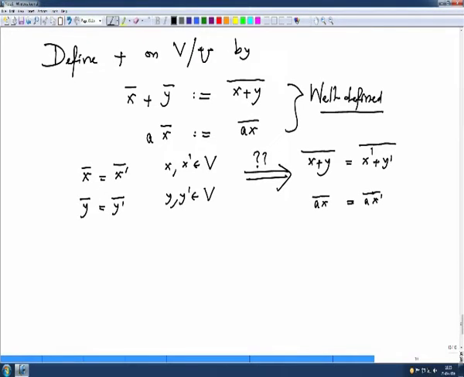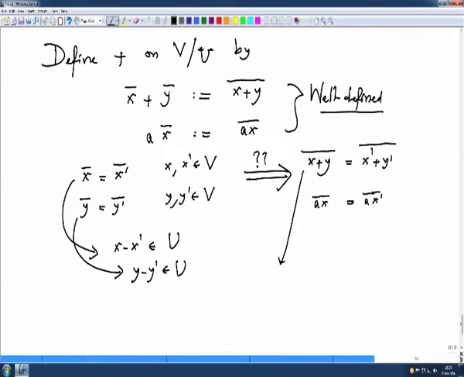Then only these definitions will make sense; they do not depend on the representative of the equivalence classes. So, what does this mean? This means the difference x minus x prime belongs to the subspace U, and this means the difference y minus y prime belongs to the subspace U. And what do we want to check? This checking means the difference, that is x plus y minus x prime plus y prime, belongs to U. This is what we want, and we have been given this.